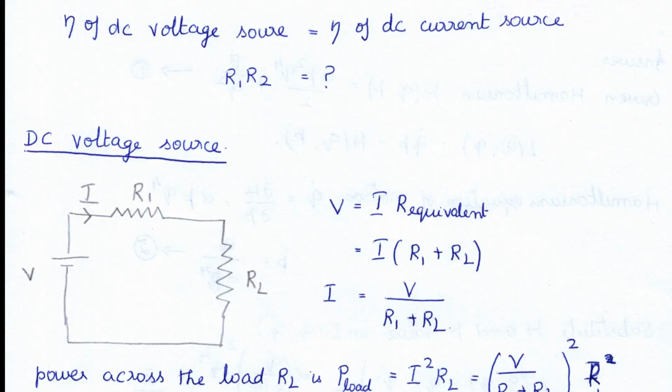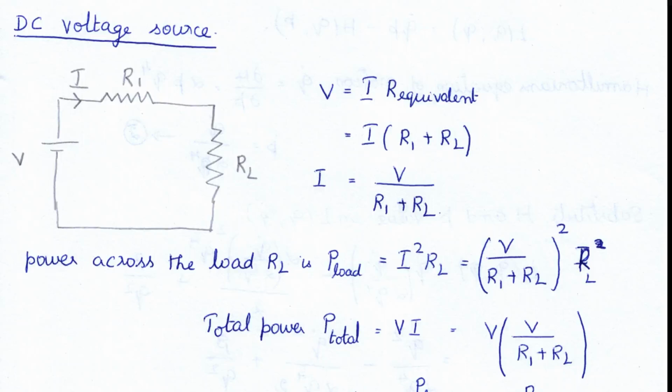In this question they have given that the power efficiency of a DC voltage source is equal to the power transfer efficiency of a DC current source, and they have asked us to find the value of R1 into R2. First we will draw the circuit of the DC voltage source and calculate the value of its efficiency.